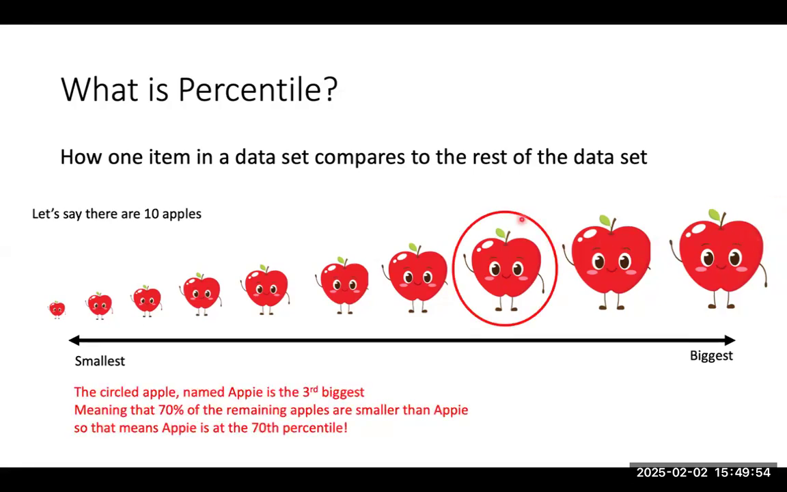And you see that the circled apple here, we call it appy. It is the third biggest apple, meaning that 70% of the remaining apples are smaller than appy. So that means that appy is at the 70th percentile.